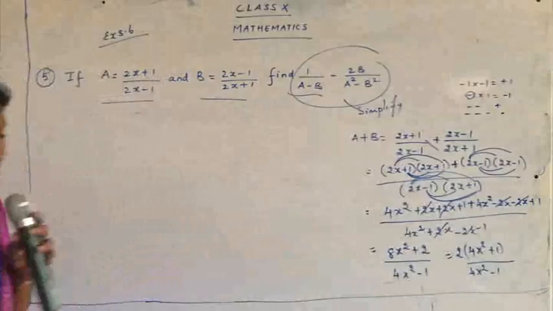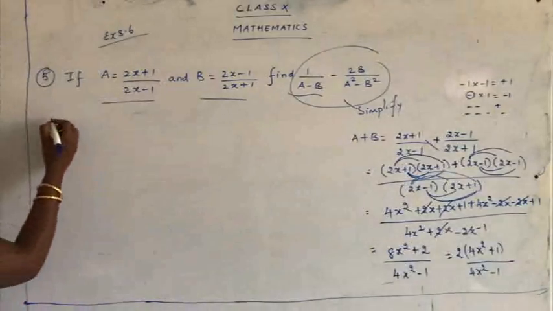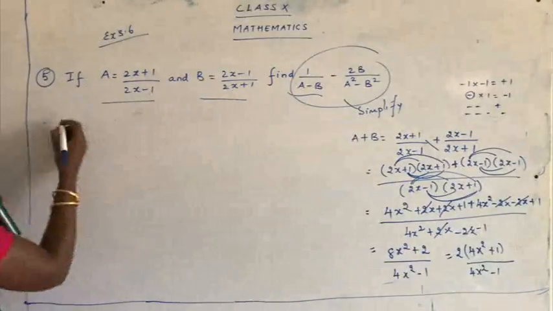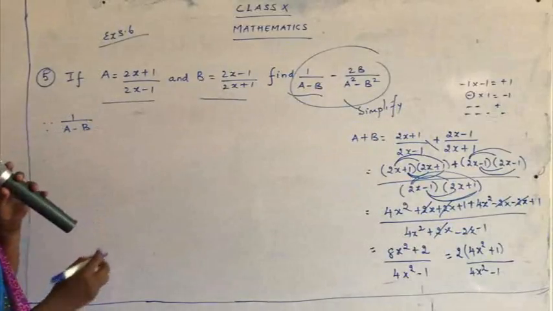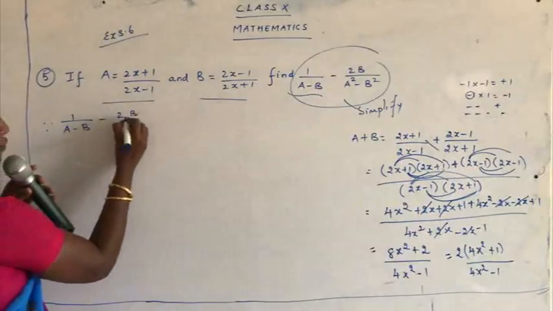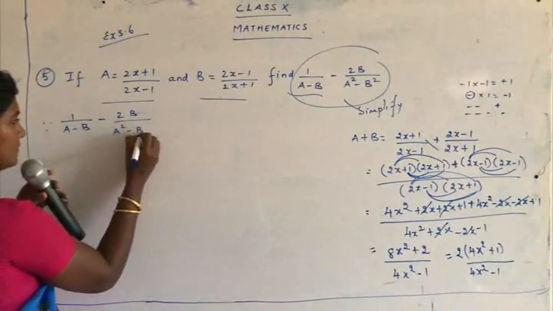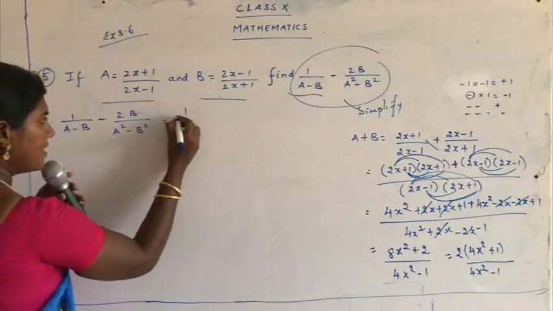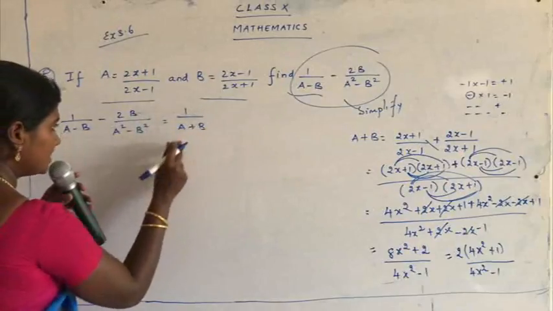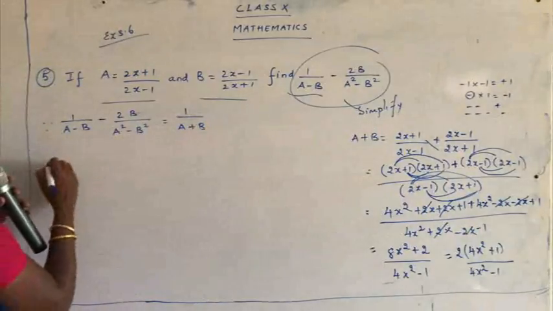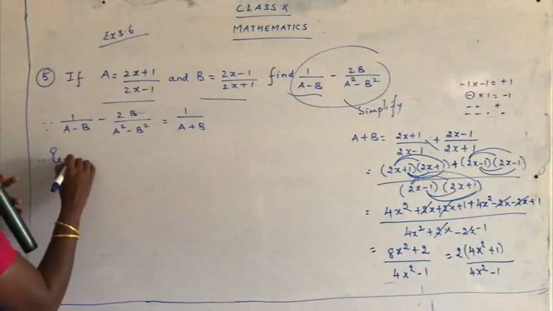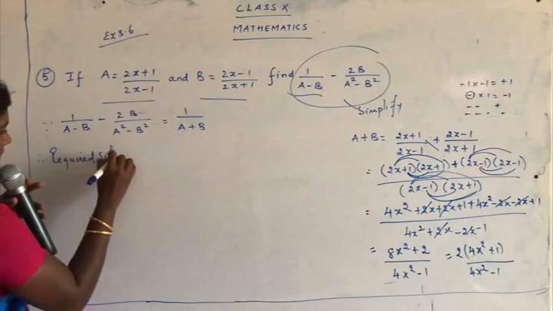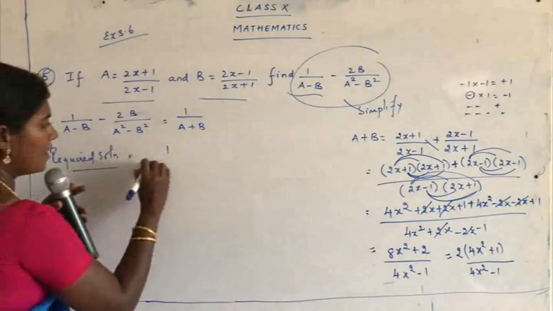Okay, so let's start over here. See, therefore, that is from here, that is therefore 1 upon a minus b. I just mention here, since 1 upon a minus b minus 2b upon a square minus b square is equal to 1 upon a plus b, this is what the required answer is, 1 upon a plus b. That is what is the question. The question says to find out this part. So therefore, required solution is equal to 1 upon a plus b.